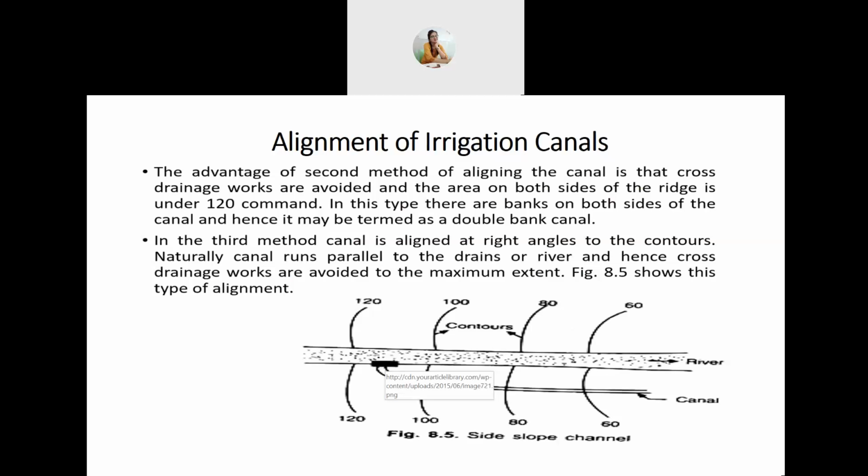Naturally, the canal runs parallel to the drains or rivers and hence cross-drainage works are avoided to the maximum extent. Figure 8.5 shows this type of alignment: a side slope channel with a river flowing and canals on the sides along with the contours.